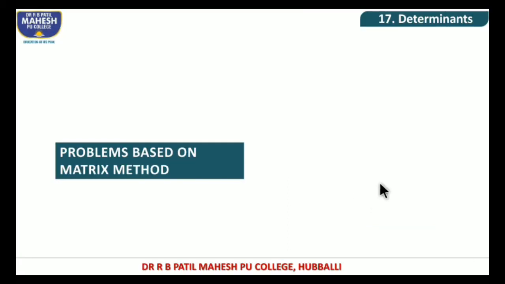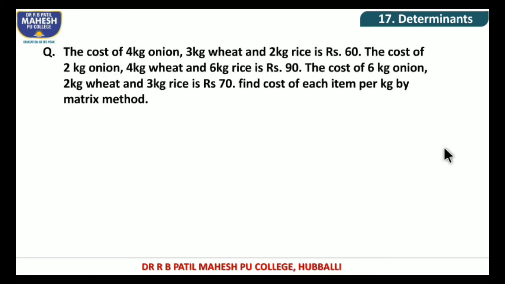Now start with the problems based on matrix method. The question is: the cost of 4 kg onion, 3 kg wheat and 2 kg rice is rupees 60. The cost of 2 kg onion, 4 kg wheat and 6 kg rice is rupees 90. The cost of 6 kg onion, 2 kg wheat and 3 kg rice is rupees 70. Find the cost of each item per kg by matrix method. So we can solve this problem by using matrix method.